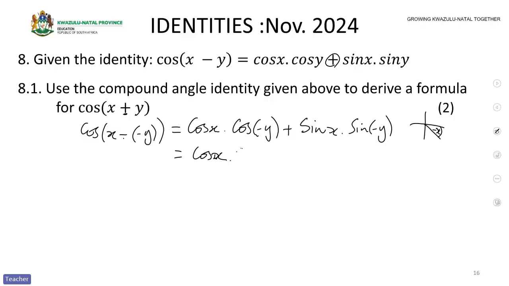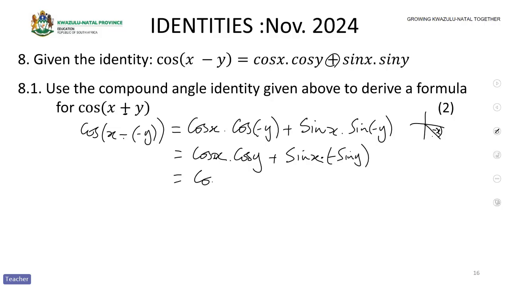So it's going to be cos x times cos y. This one will be plus. We actually write sin x, but sin of negative y, since it's in the fourth quadrant, our sin of negative y has become negative. So it's going to be negative times negative sin y.